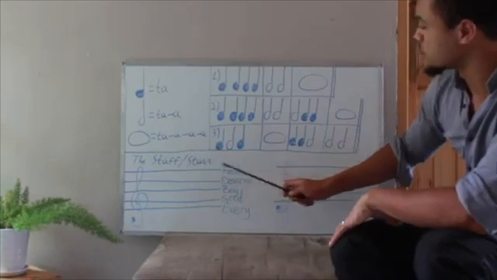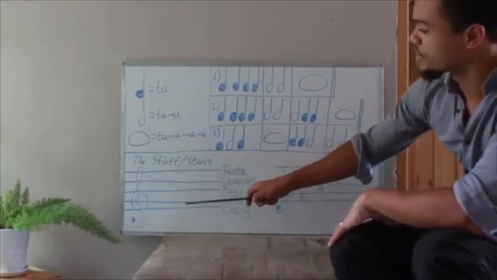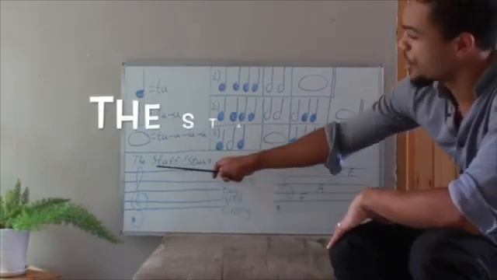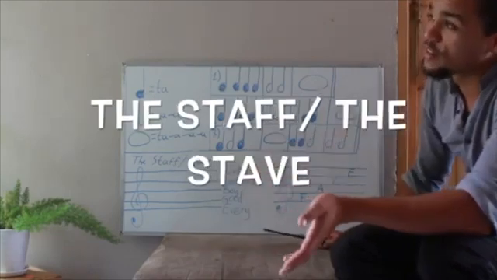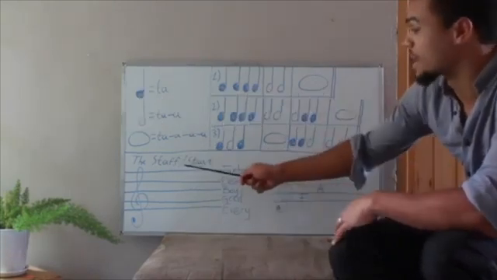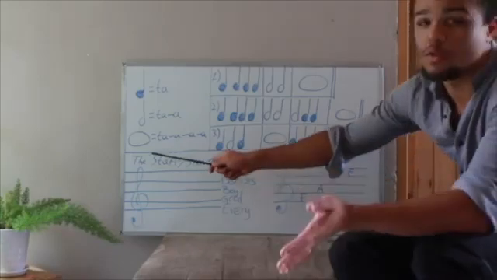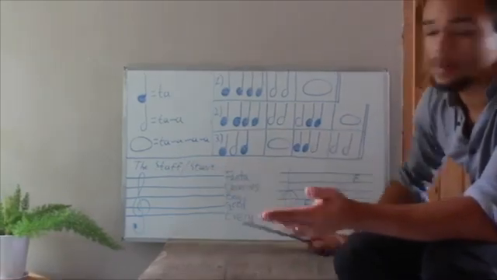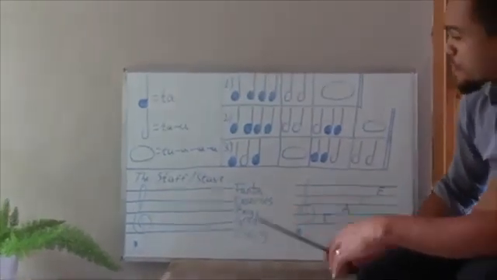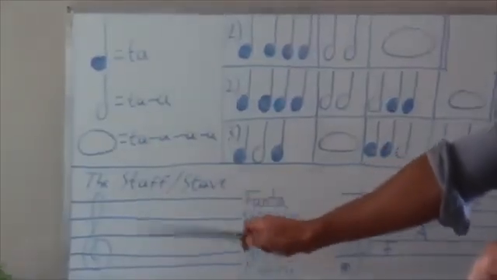So, first thing we need to know is, what is the name of these 5 lines? The name of the 5 lines is the staff. And just like in music, everything has 2 names, so it can also be called the stave. You pick whichever one you want. You can call it the staff, the stave. I'm going to call it the staff for now. So these 5 lines are the staff.